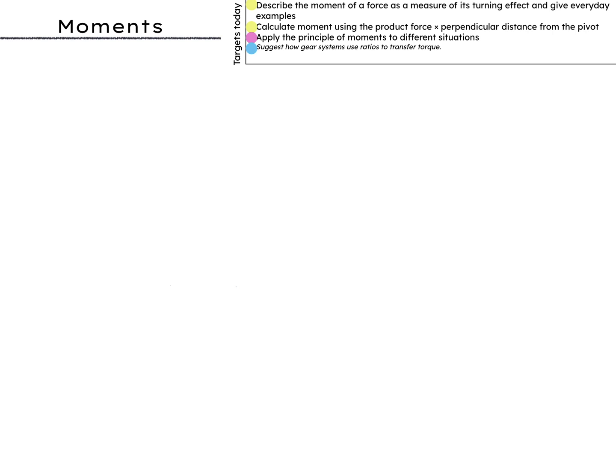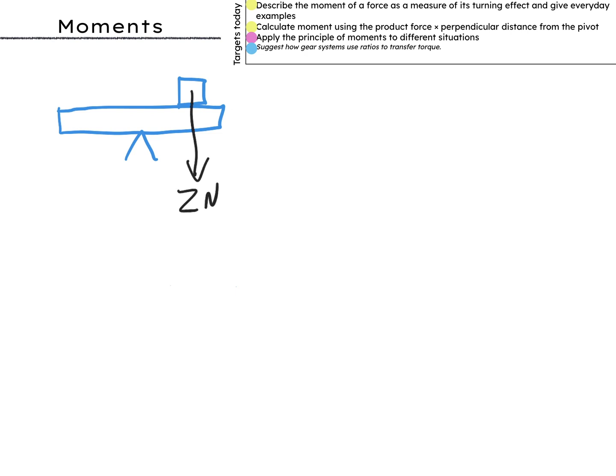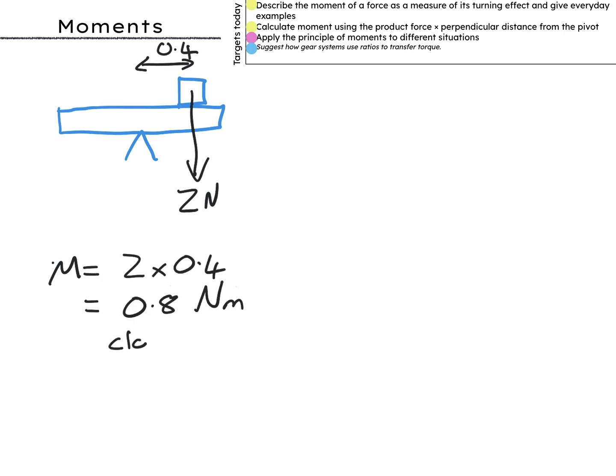Let's look at some calculations. The box on the right has a weight of 2 newtons and it is 0.4 meters from the pivot. So its moment is 2 times 0.4 equals 0.8 newton meters. It has a direction too, which is clockwise. Since we're talking about turning effects here, let's try to avoid saying it's acting up or down. Stick to clockwise and anti-clockwise.